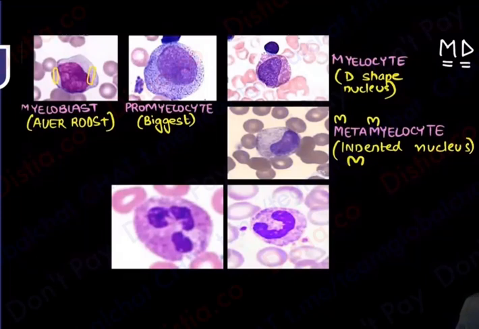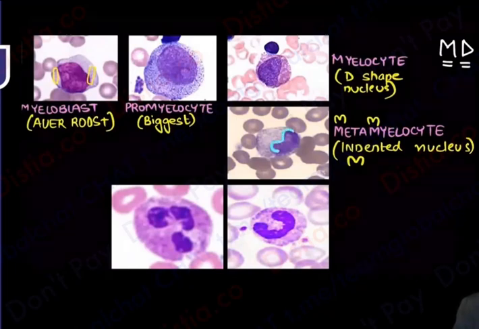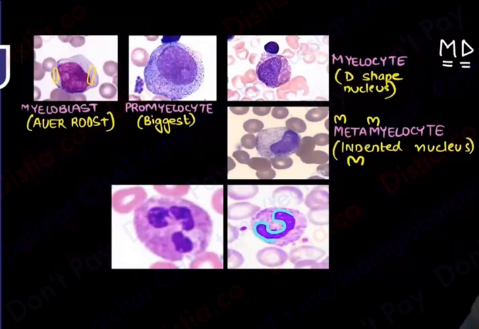Finally, that indentation becomes a little deep. Earlier it was just a tiny little dip, right? Now I say it has become a deeper indentation. What is it looking like? It's looking like a hairband, like the hairbands girls wear, right? That's looking like a hairband. So we call it a band or a stab form.